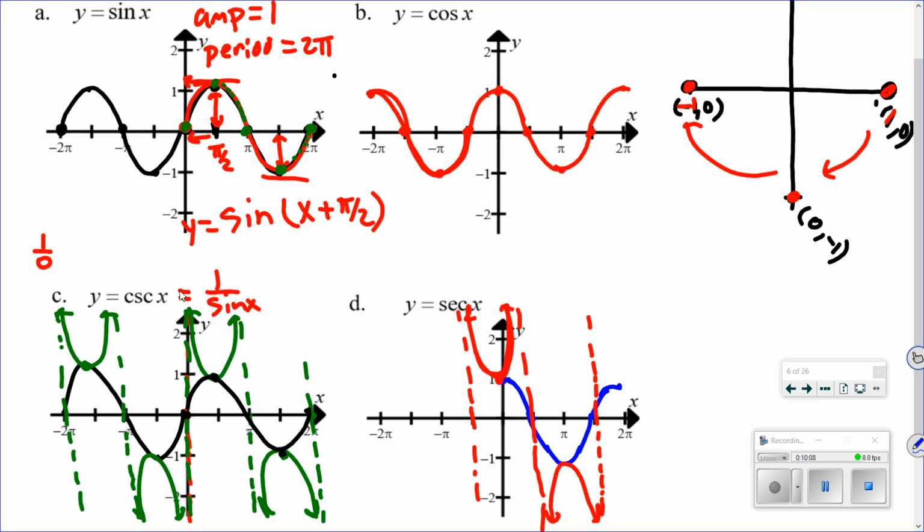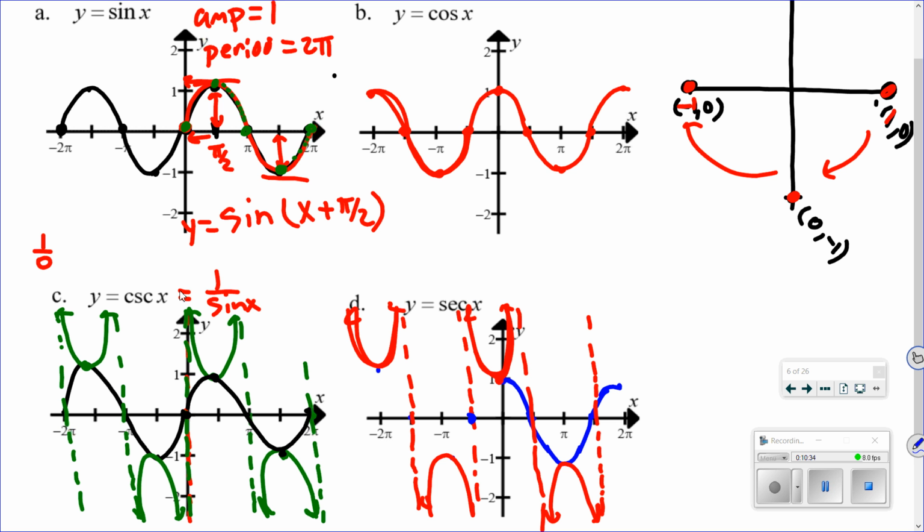Then I could keep going with the cosine function, right? It crosses here, there, there, there. So right here, there's going to be another vertical asymptote. Right there, there's going to be another one, another part of the secant graph there. So by drawing the sine and cosine function, you could draw the secant and the cosecant function really easily. Hey, we said the period is still 2 pi.